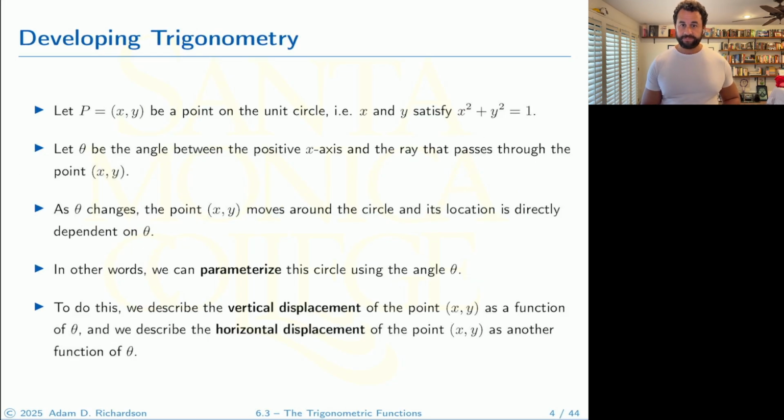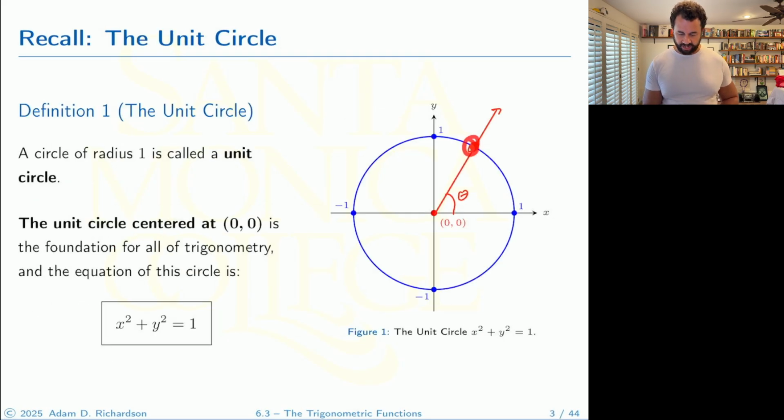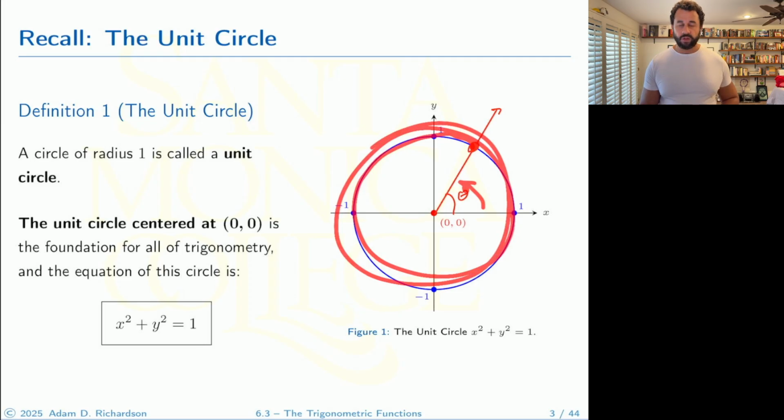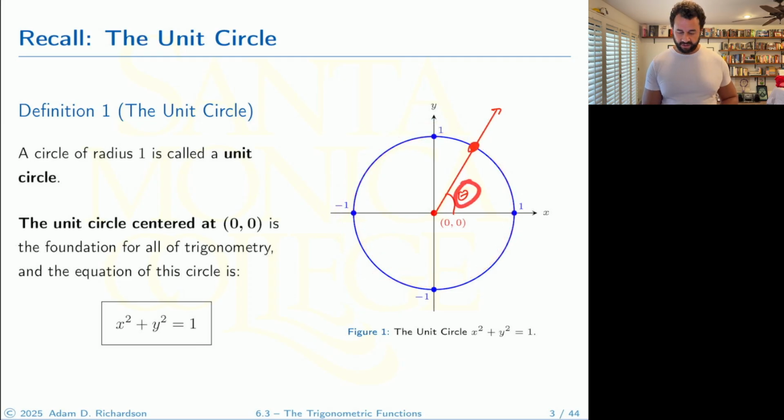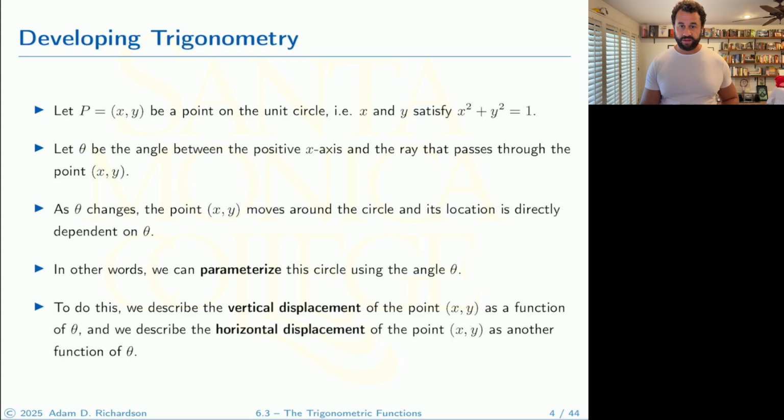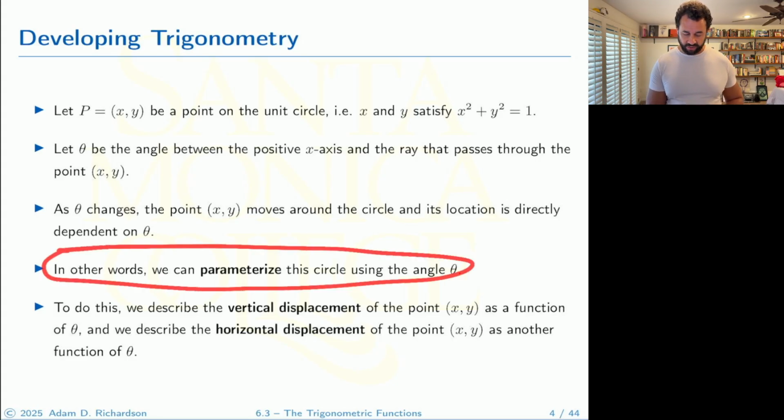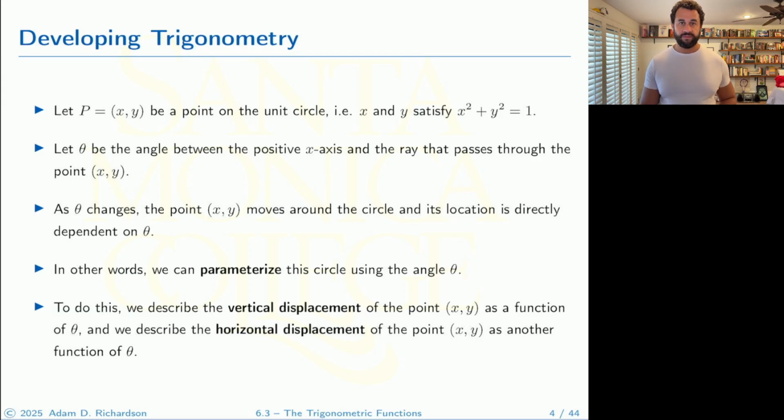That's the idea. Okay. Now, as theta changes, as that angle changes, the point that we just picked moves around the circle, and its location on that circle is directly dependent on theta. Maybe you can kind of picture it, right? So imagine this point here. As theta changes, that point is going to move around the circle. And the location of that point directly depends on what theta is, the measure of that angle theta, right? So in other words, we can parameterize the circle using the angle theta. That essentially just means we can describe the circle and the points on that circle using that angle theta.